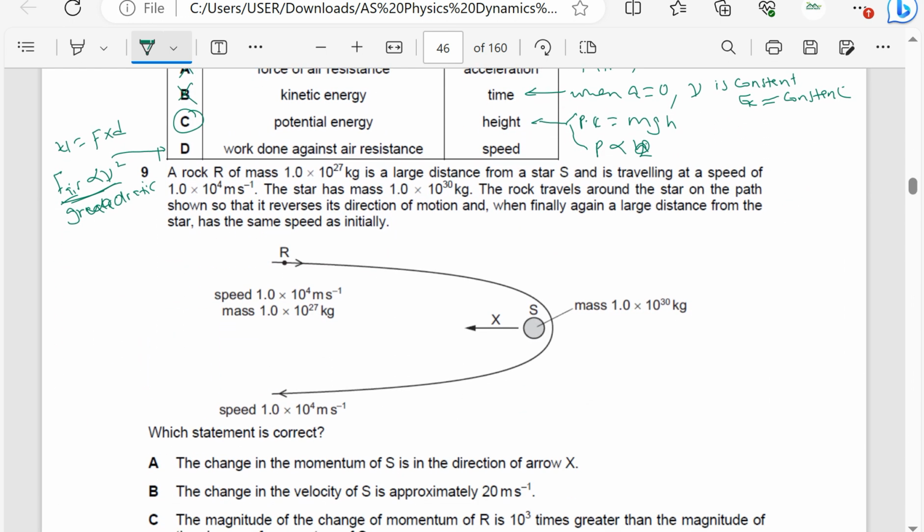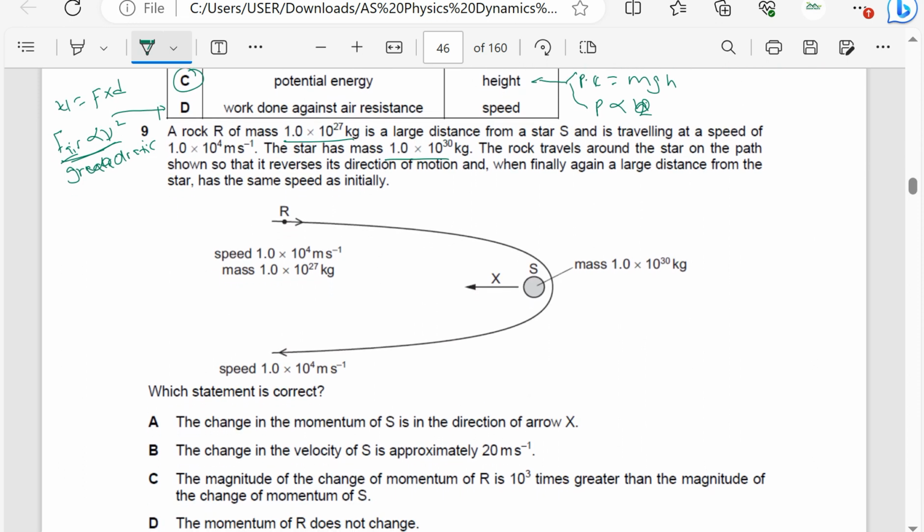A rock R of mass 1.0 times 10 power 27 kilograms is a large distance from a star S and is traveling at a speed of 1 times 10 power 4 meters per second. The star has mass 1 times 10 power 30 kilograms. The rock travels around the star on the path shown so that it reverses its direction of motion, and when finally again a large distance from the star has the same speed as initially. Which statement is correct?